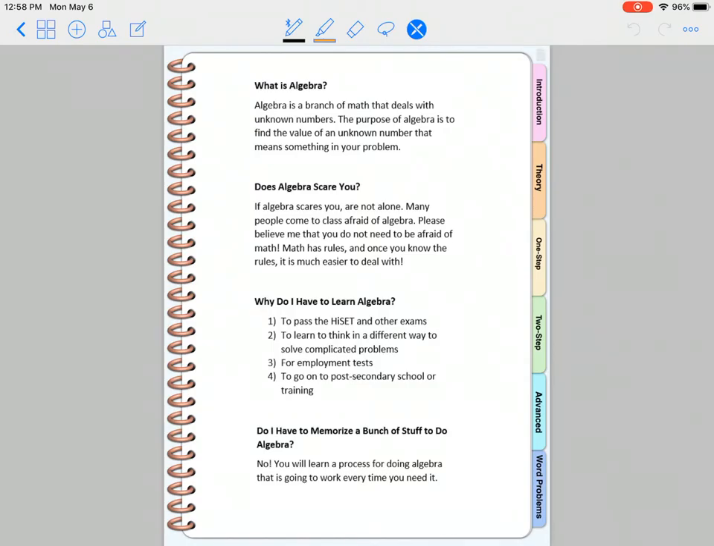The next question is, does algebra scare you? And if it does, you're definitely not alone. A lot of students come to class, some of them are terrified of algebra, and I think that comes from lots of factors. One thing is they may have had a bad experience in the past with algebra, and they've just carried that feeling all through the years. Another issue that I've seen is that students didn't learn the algebra correctly and were never doing it correctly, and so the ultimate end of that was a bad experience.